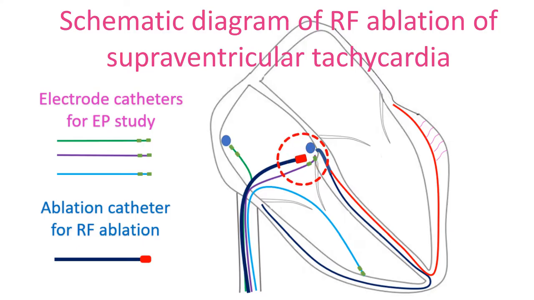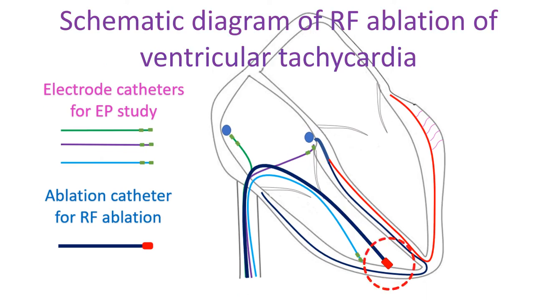The commonest type of heart rhythm abnormality for which RF ablation is done is a fast, regular rhythm originating from the upper part of the heart, known as supraventricular tachycardia, SVT. RF ablation for supraventricular tachycardia can claim about 95% success rates and low chance of recurrence after the procedure.